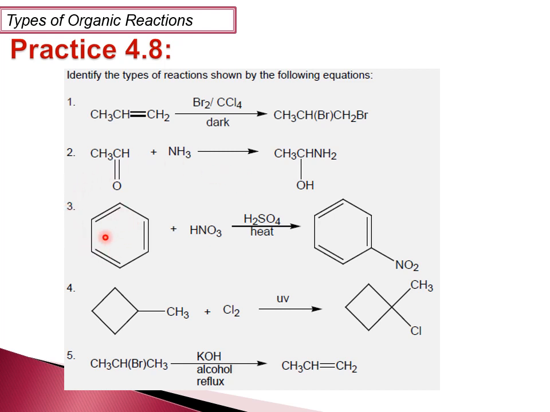Number 3, this is a benzene ring, so we know immediately this is electrophilic substitution. Number 4, we have a UV light. Of course, this is a free radical substitution. And finally, number 5, we have a haloalkane over here and we form a double bond. So this is an elimination reaction.